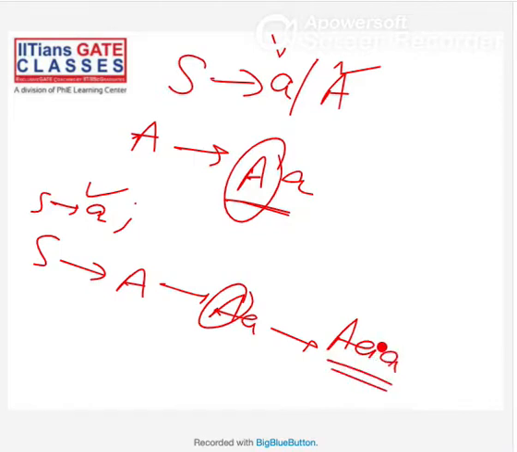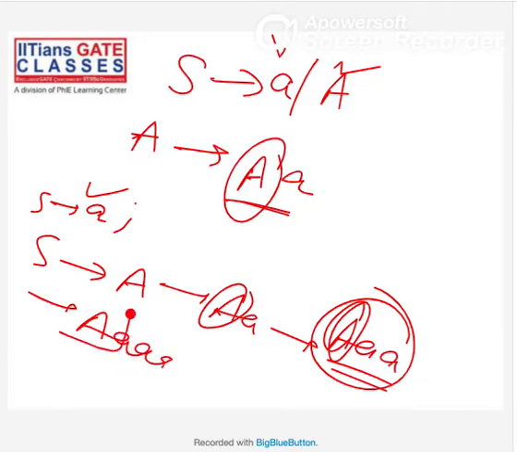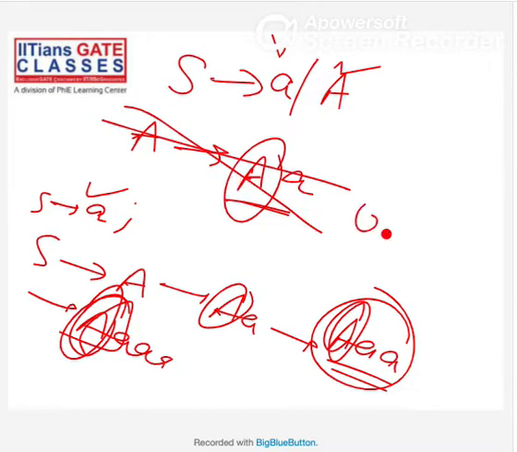You can notice that you can never derive a string, because this A will never terminate. This A will just keep on going on like this. This A will never be removed. So you can say that this production is useless. We will say that this production is useless because it is not deriving any string. So this production is useless for us.